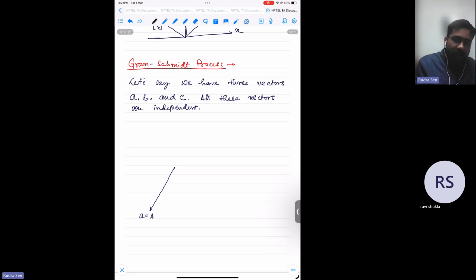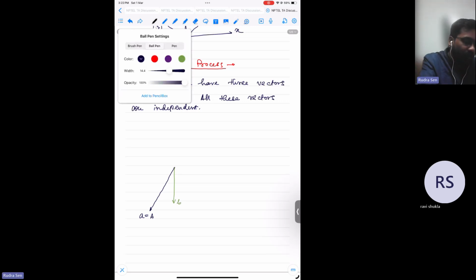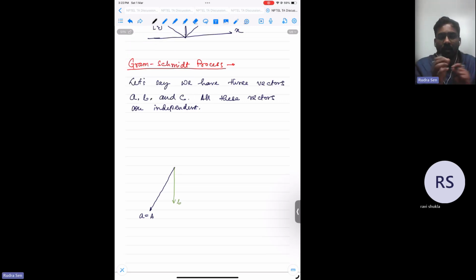So this is basically A vector. Now we have a B vector, something like this. We do not know, but we can see that A and B are not orthogonal to each other. There is some angle between them, which is not 90 degrees, right? Orthogonal means all the vectors should be at 90 degrees from each other, right?